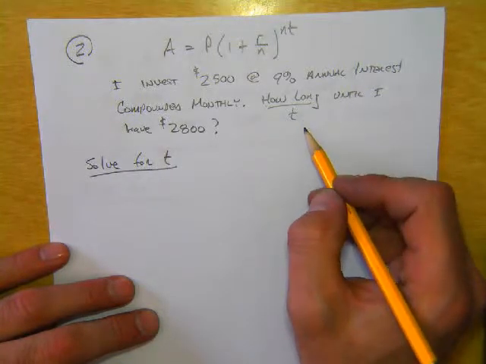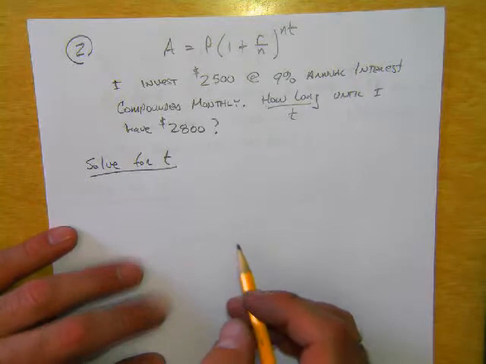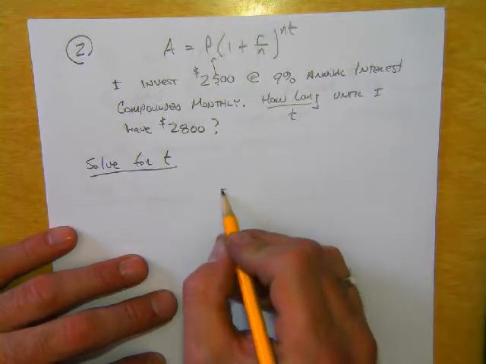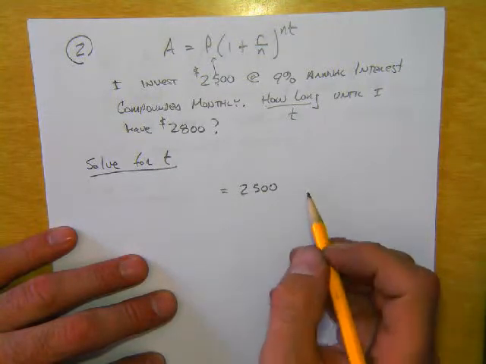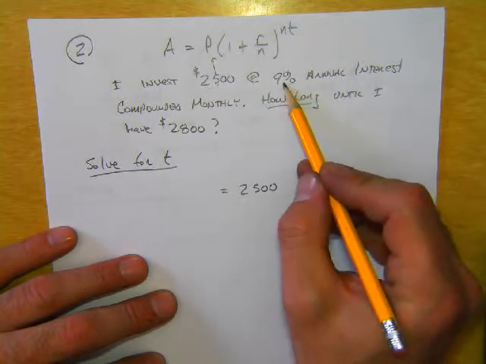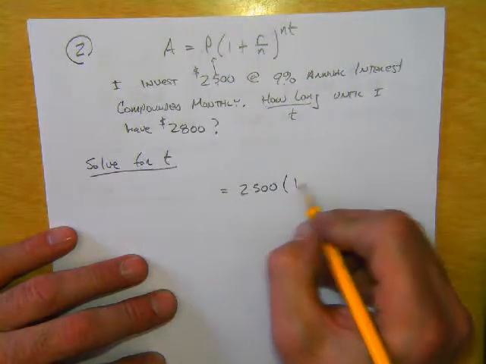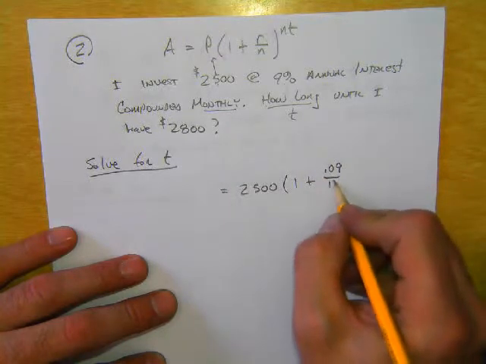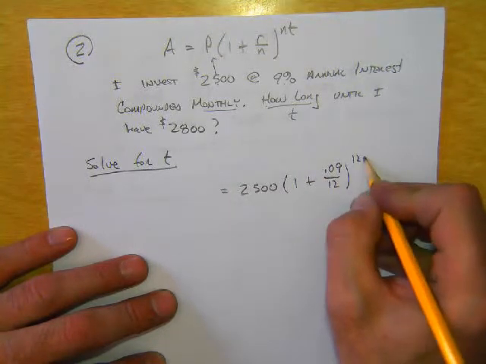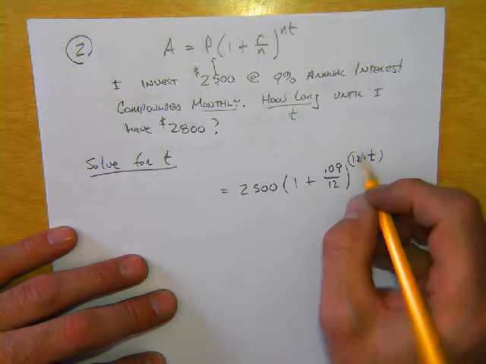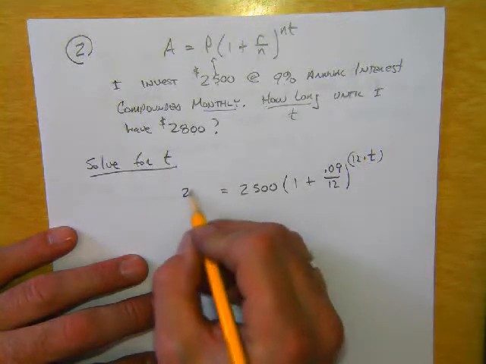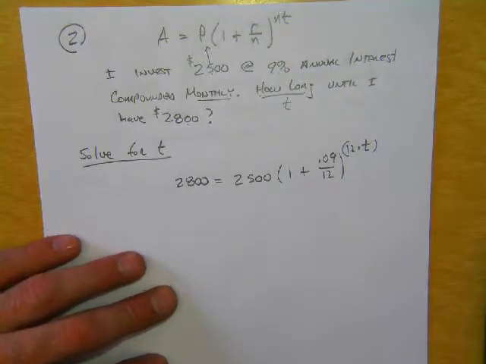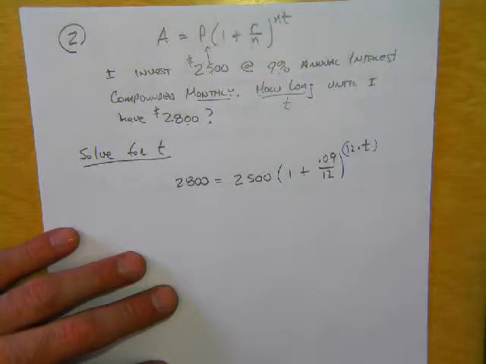So let's go ahead and fill in all the other numbers that we know. I invest $2,500. That is the initial amount. 9% annual interest, so 1 plus 0.09. It's compounded monthly. We want to solve for t, and then we want to end up with, in the future, $2,800. So that's the equation we have to solve, and here's what we're going to do.